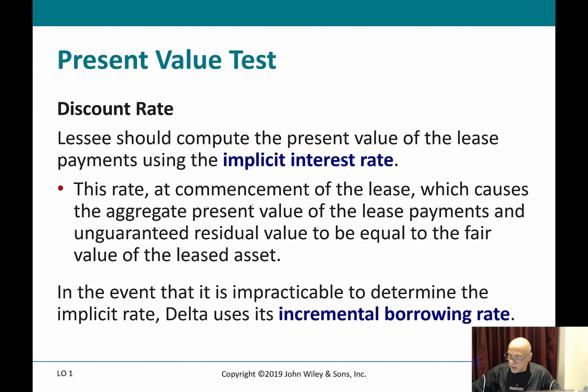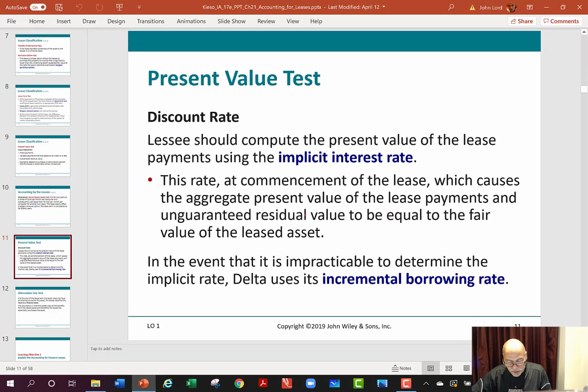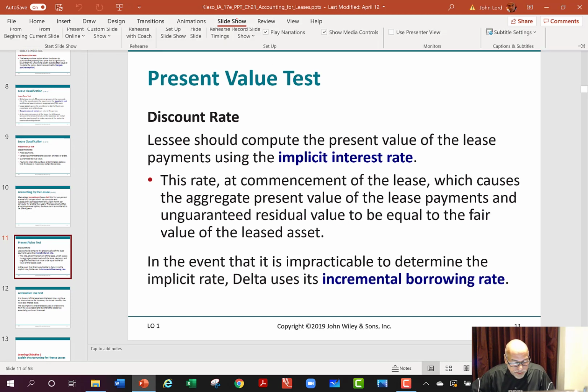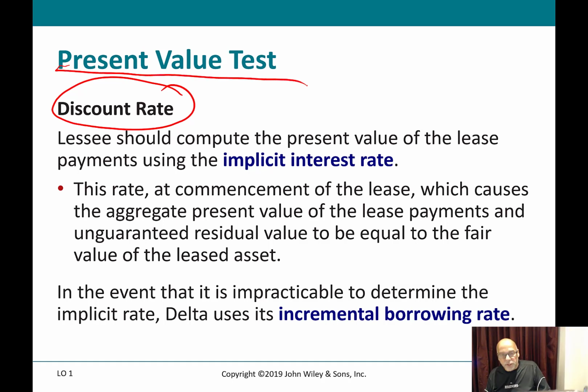Okay, all right, good. So let's start to take a look at the potential as to what our discount rate could be in this scenario. As we look at the discount rate, it's worthwhile to understand, well, why do we need a discount rate? Since we're doing the present value test, we'll need a discount rate that we'll have to use for these. Now generally we will use the rate that's implicit in the lease. Whatever the rate is that's in the lease, that's what we'll pick up and use as our discount rate.